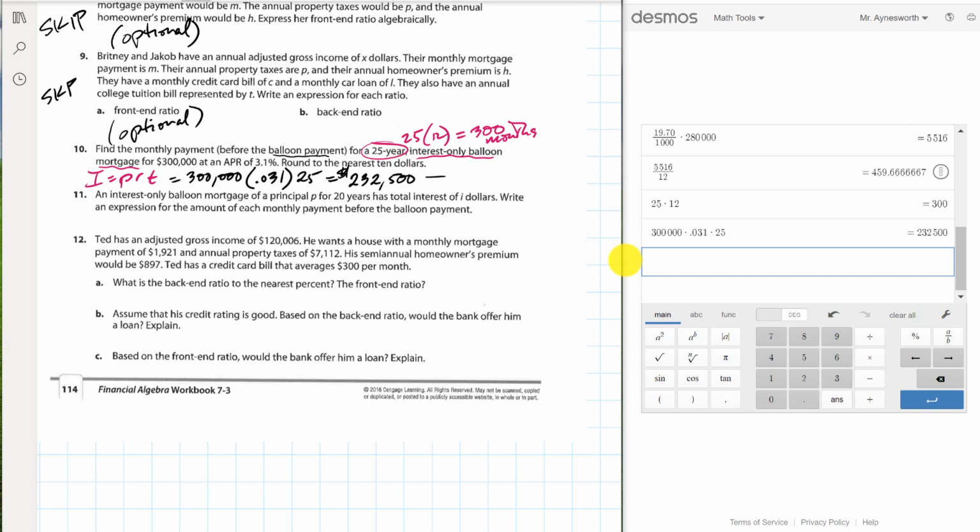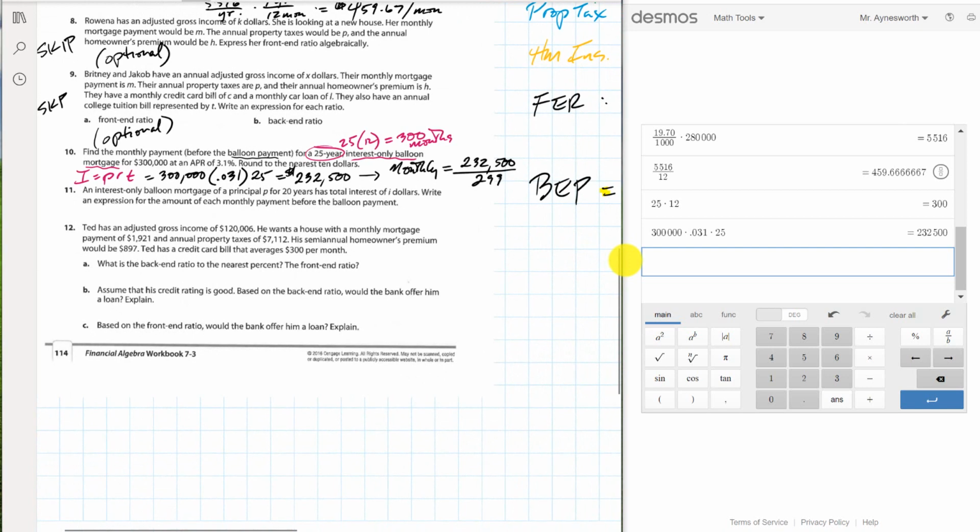Okay, so what I need to do now is to calculate the monthly payment. I got to take this number here, 232,500, and divide it by 299, and we're going to come up with a monthly number here. This is the number that we're going to pay for the first 299 months, and then last month we just pay the 300,000. So you guys got to save 300,000 somehow, because you got to pay off the loan in the last month of the balloon payment, or in the last month of the loan.